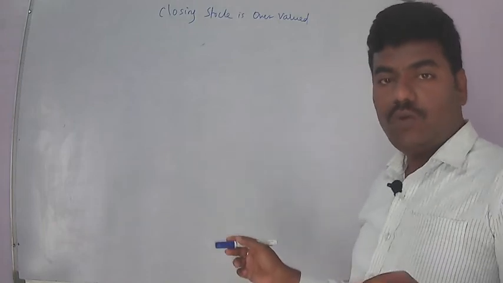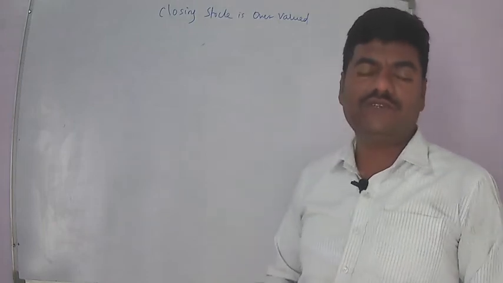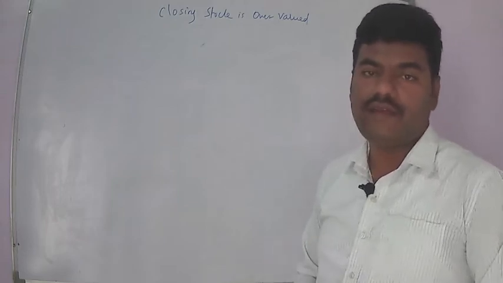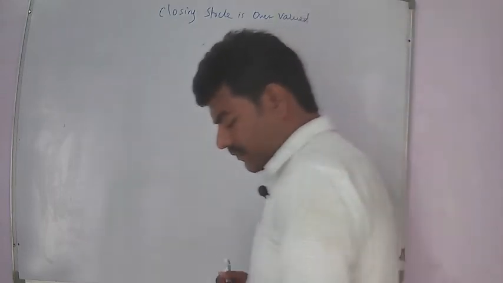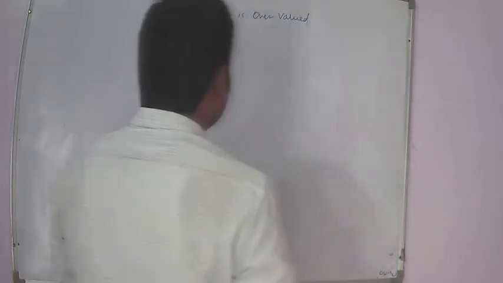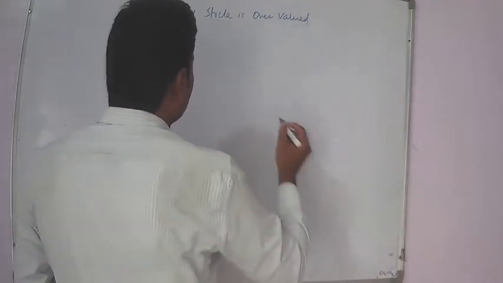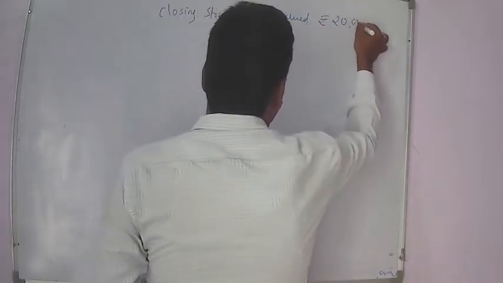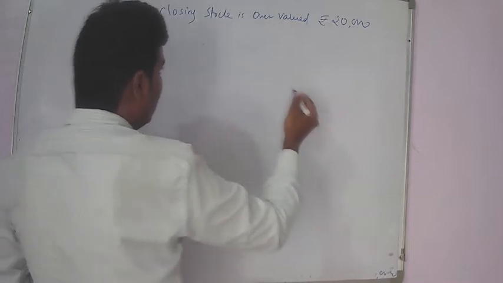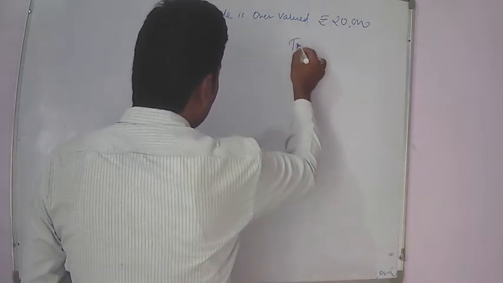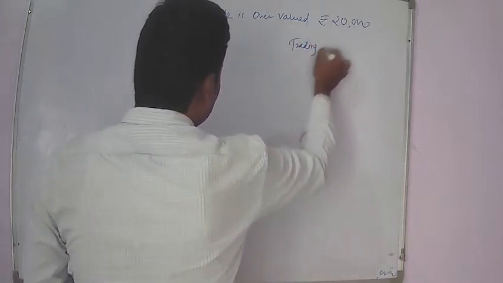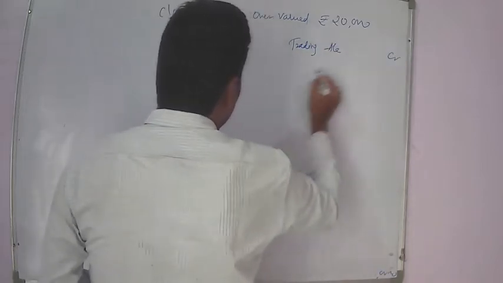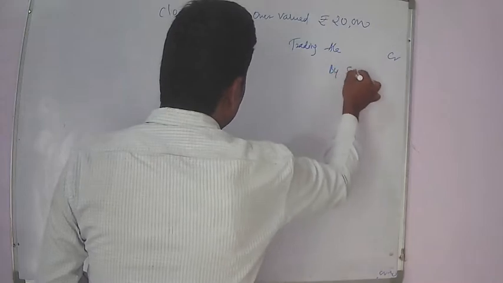Overvaluation means showing more value than the real value. Let me give an example and show you how it will affect the profitability of the company. Closing stock is overvalued by rupees 20,000. Let me draw a trading account here, with debit and credit sides. I am just assuming sales as 10 lakh.